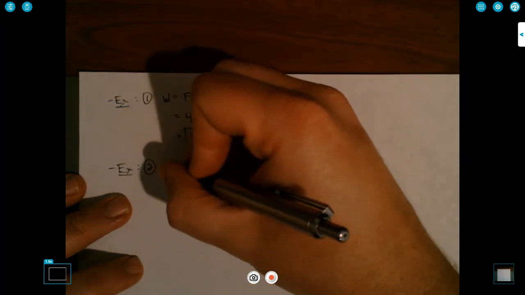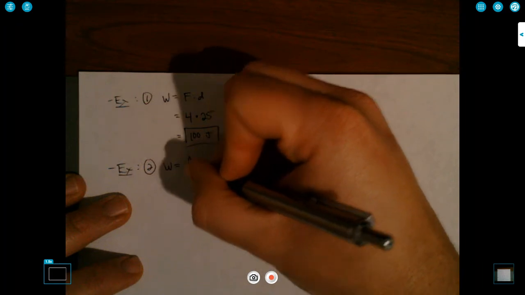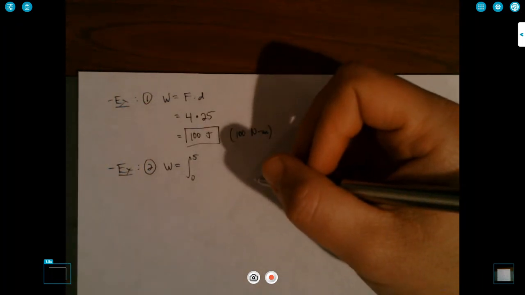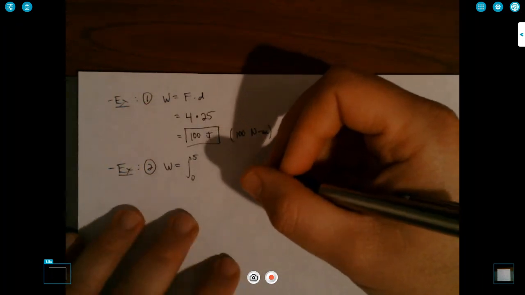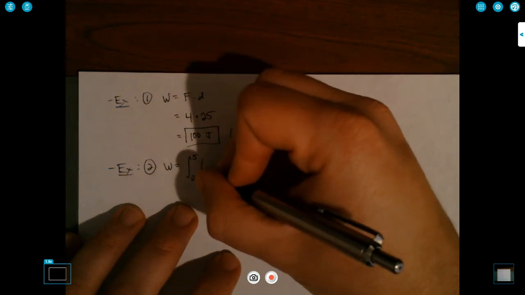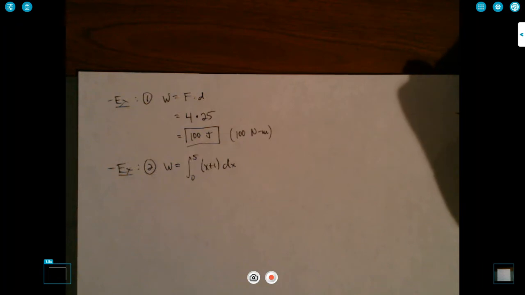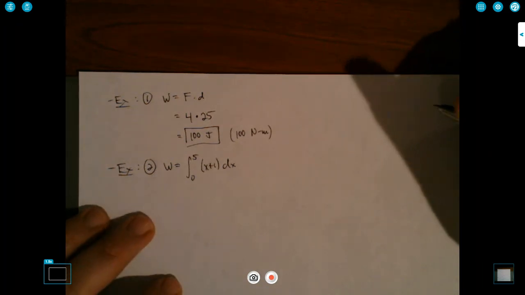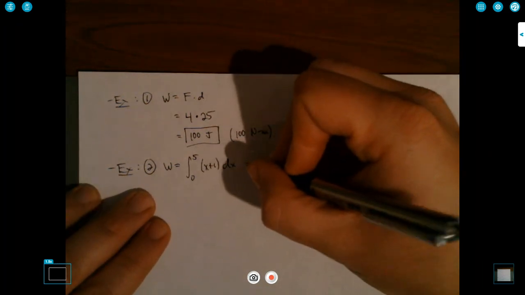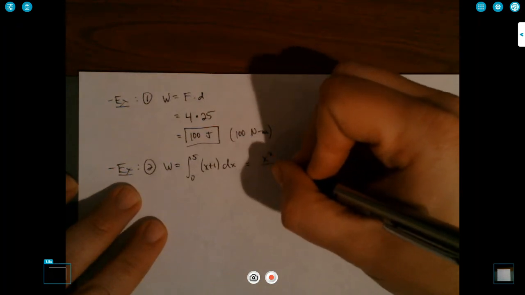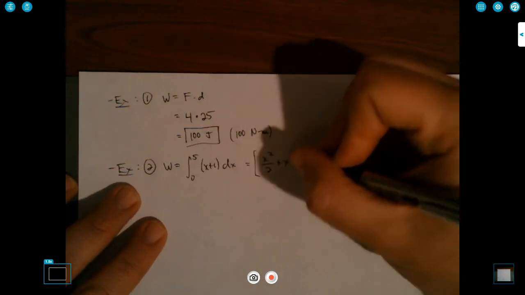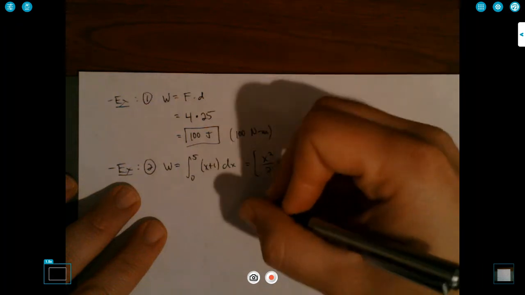Okay, so the work done is going to be the integral from x equals 0 to x equals 5 of f of x equals x plus 1, so x plus 1 dx. All right, and that's all there is to that one. I mean, obviously we have to integrate, right? X squared over 2 plus x from 0 to 5.